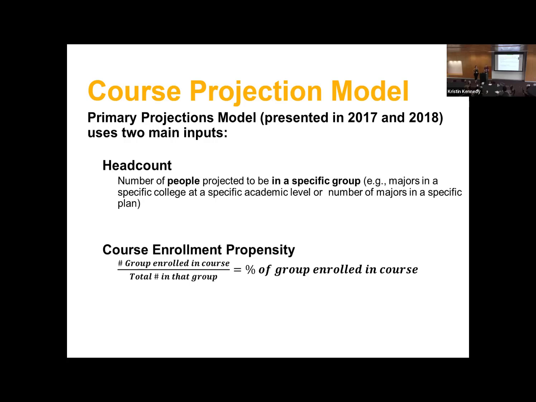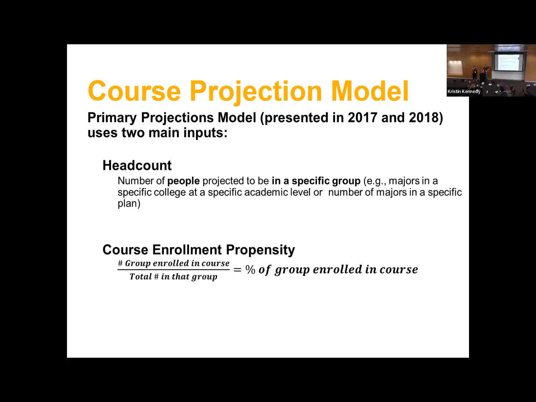So this depends on historical trends, historical enrollment from the previous terms. We're always comparing fall to fall or spring to spring. And in online, it's sometimes session to session. That's really all it is.